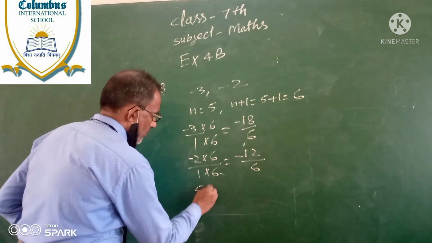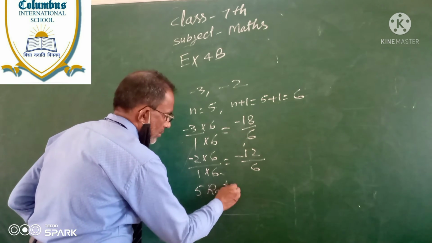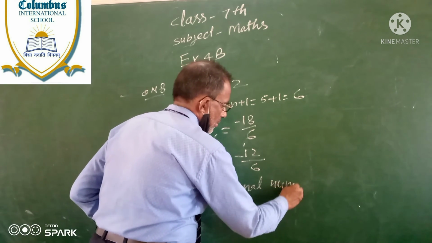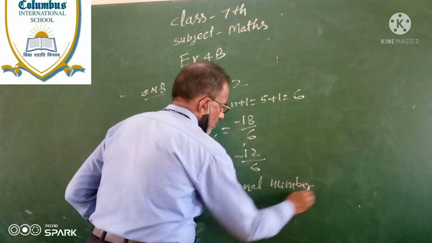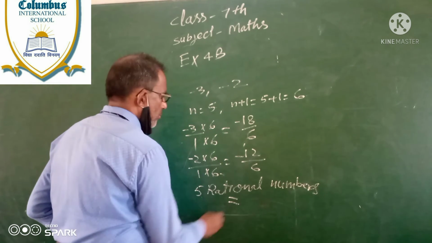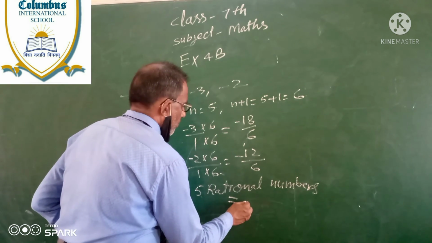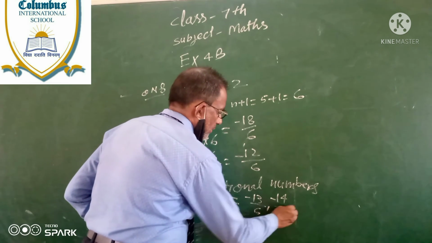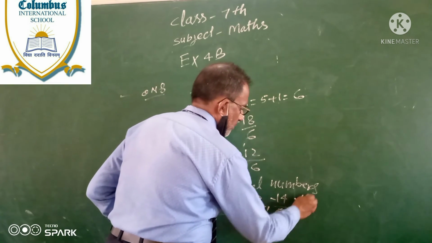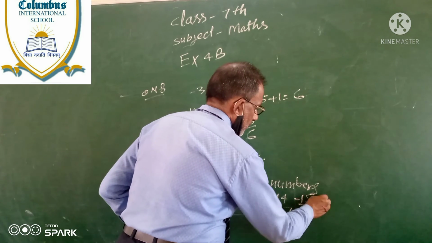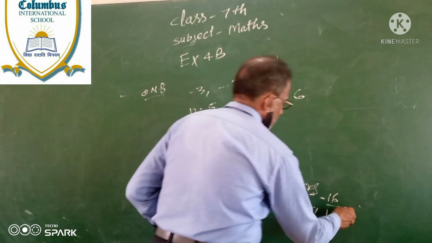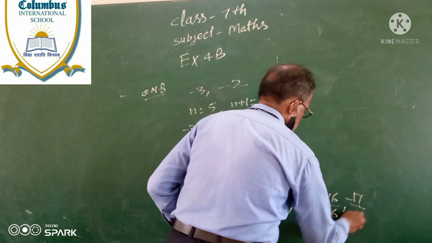Now the 5 rational numbers are equal to minus 13 upon 6, minus 14 upon 6, minus 15 upon 6, minus 16 upon 6 and minus 17 upon 6.